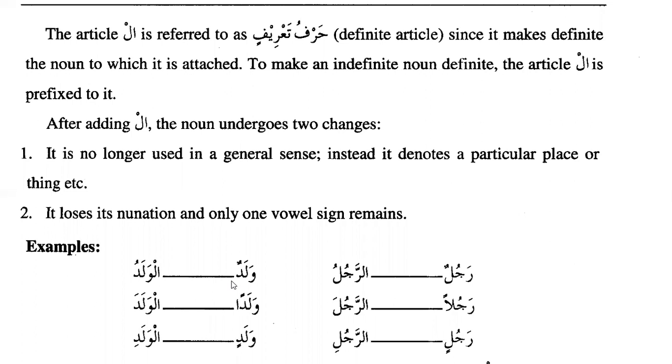When we add al to a nakira ism, what happens? Yes, the tanwin changes to a single damma. So rajulun is a nakira noun. When we add al, it loses its tanwin and becomes marifa, as we cannot use tanwin with a marifa noun.